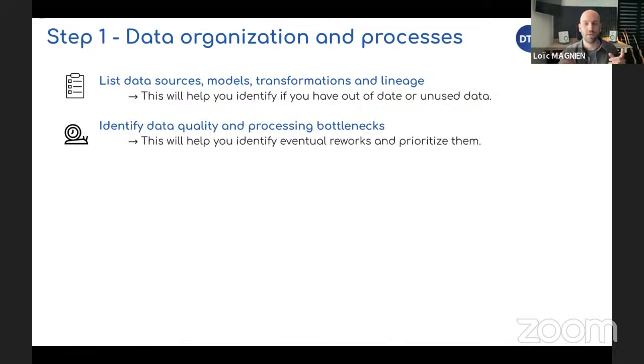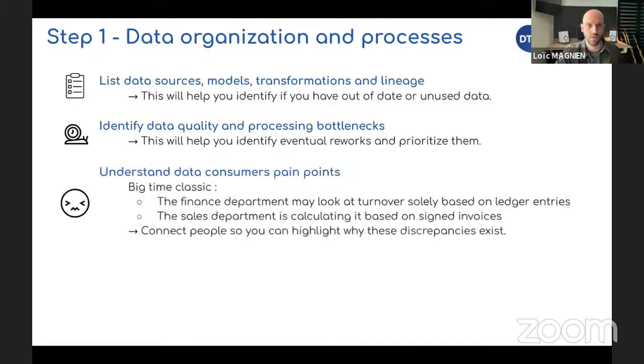Identify the data quality and processing bottlenecks. This is very important in case you need to do any reworks in your pipeline, and depending on the size of those bottlenecks and data quality issues, it will help you prioritize the build or migration. And you need to understand the data consumer pain points.